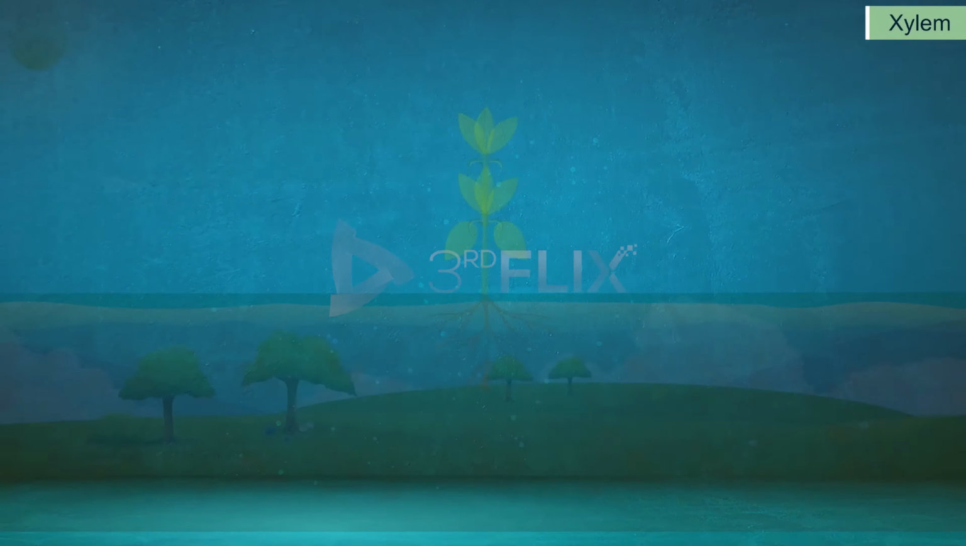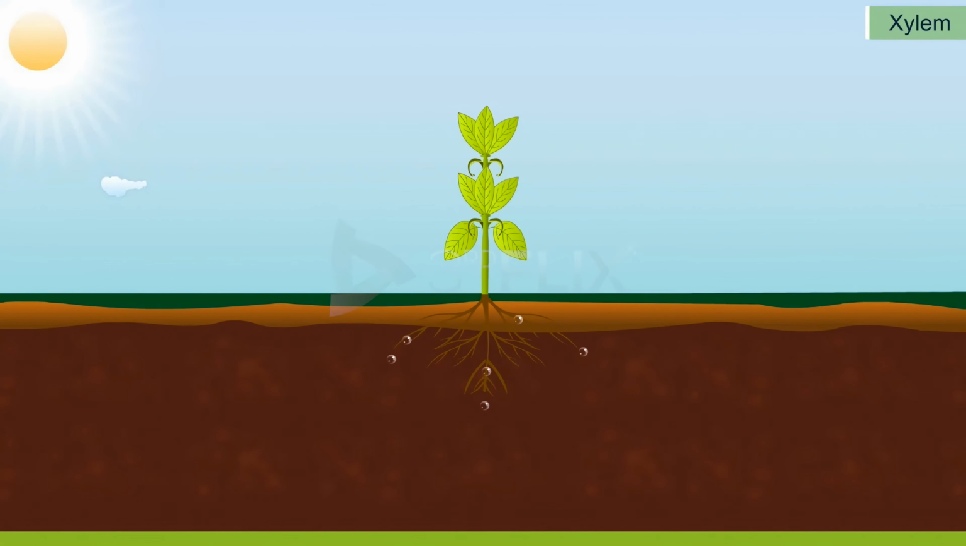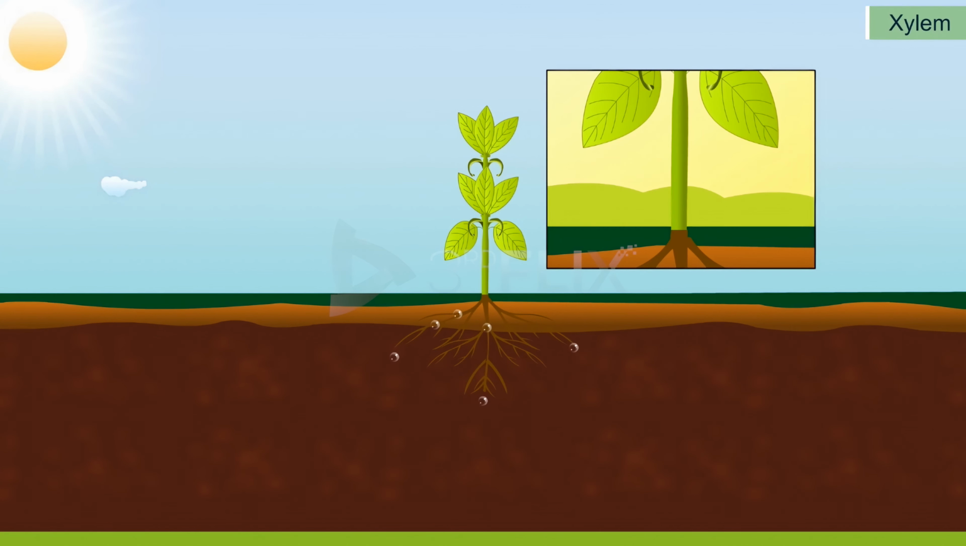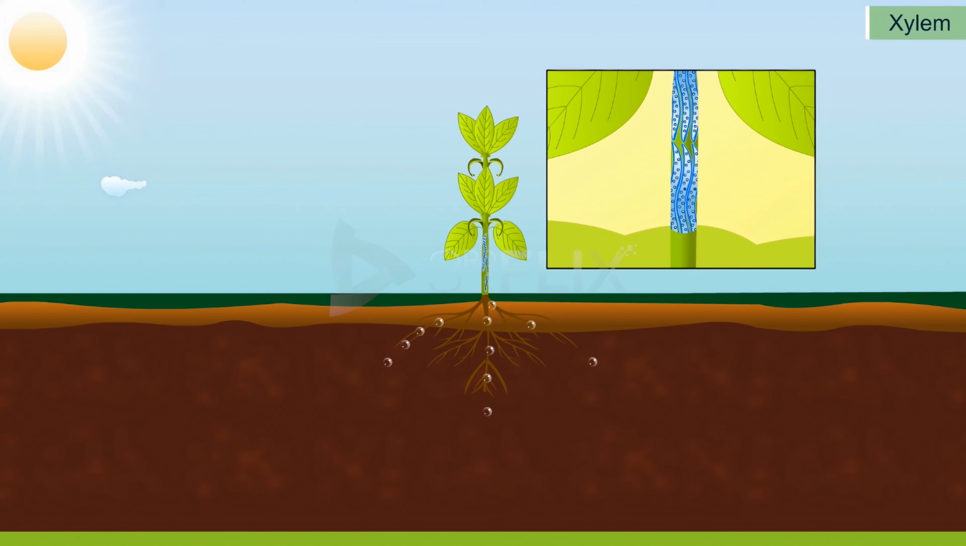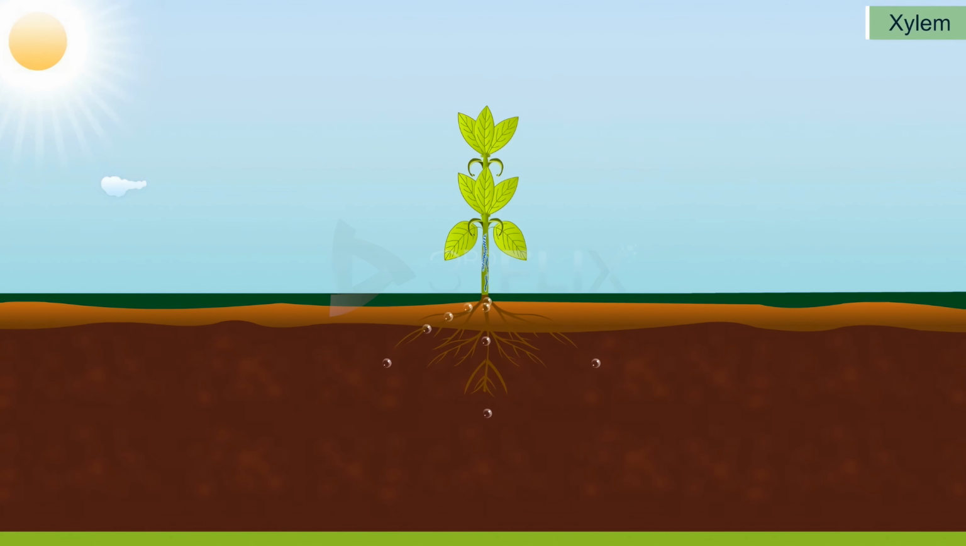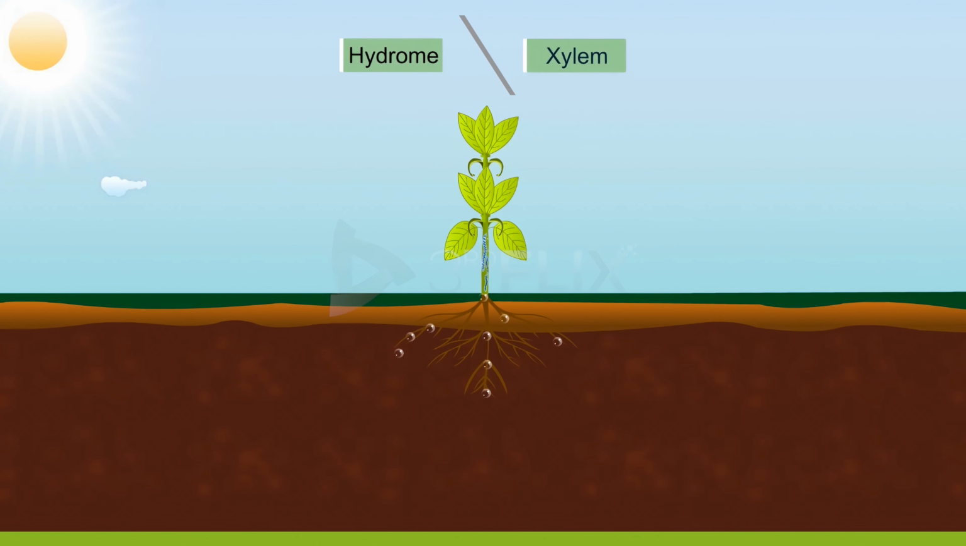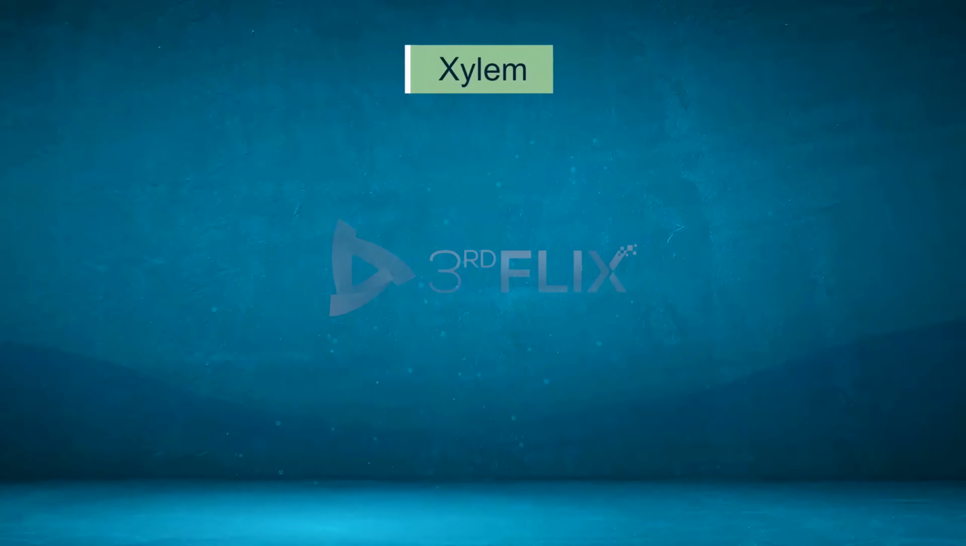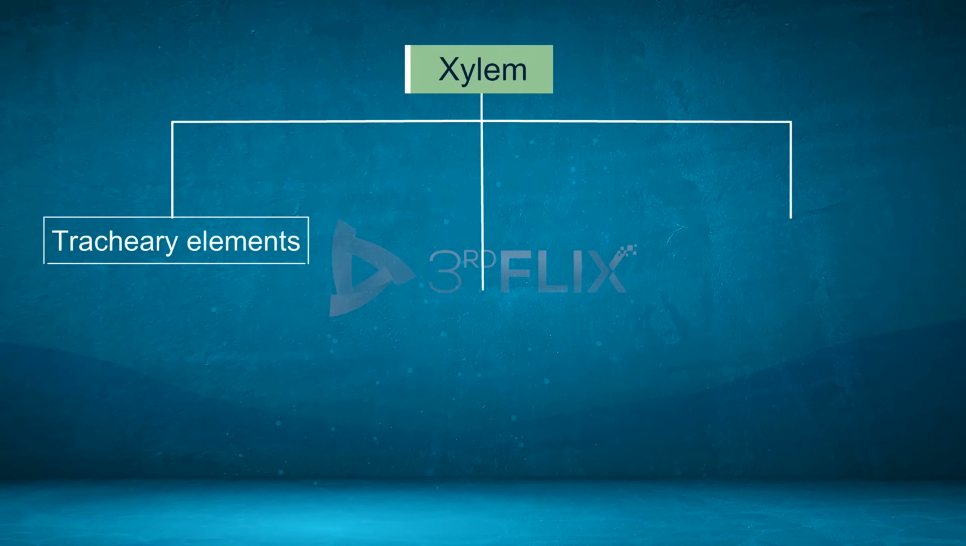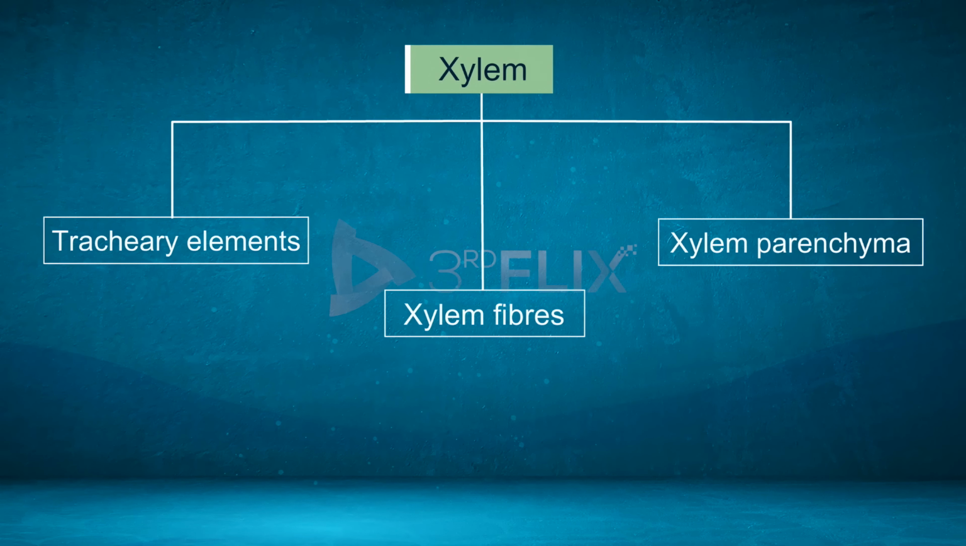Xylem. This complex tissue is used to conduct water and minerals to the aerial parts of the plant from the roots. It is also called hydrome. Xylem is made up of tracheary elements, xylem fibers, and xylem parenchyma.